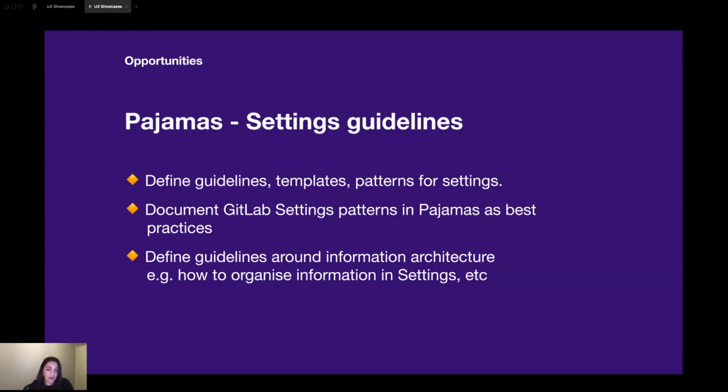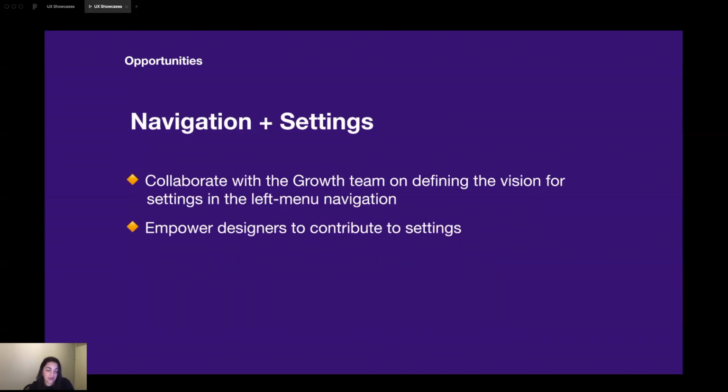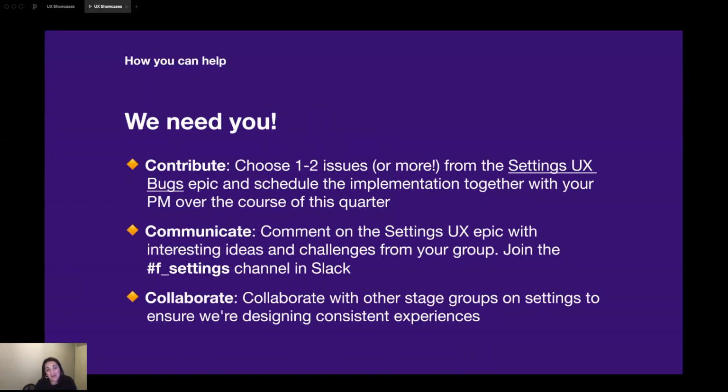So we're going to open a couple of issues around documenting how settings should be designed, and that will be available in Pajamas. We also want to define guidelines around information architecture, for example, how to organize information in settings, how not to do it, and provide some good examples. We want to empower designers to contribute to settings. So we want to facilitate the conversation between stage groups in a workshop, like what Growth did around the first time experience in GitLab. And we want to collaborate with the Growth team, since now they own navigation as a category. We need your help to keep this initiative moving forward.